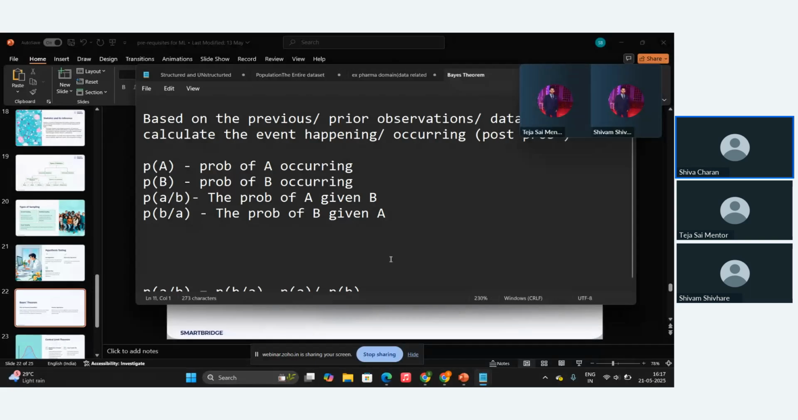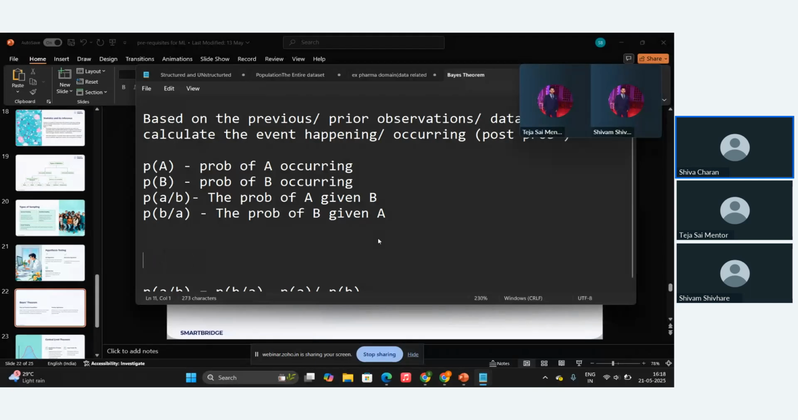Let's say we are considering a weather data set. The weather will be calculated based on the humidity, the precipitation, and the previous year data. So let's say precipitation and humidity are the two columns we are considering here. In the two columns we have two values, one going for A and one going for B. Let's say A is precipitation and B is humidity.